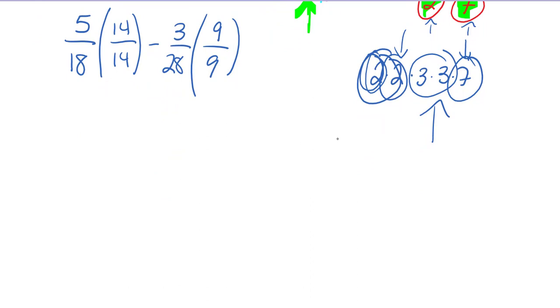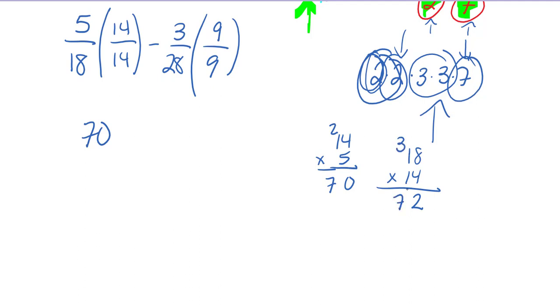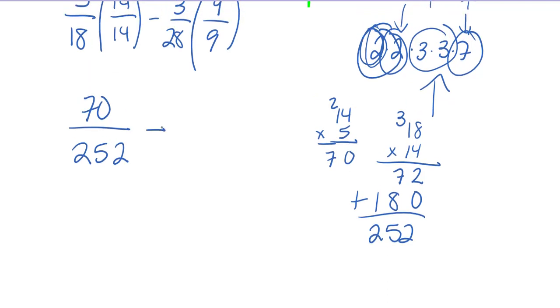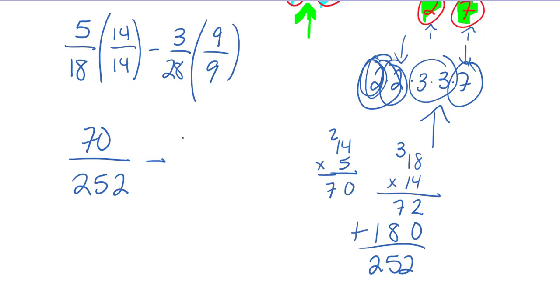So 14 times 5: 4 times 5 is 20, 5 and then 7, so we get 70. And what's then our denominator? 18 times 14 gives 252. Minus then 3 times 9, so that's 27 over 252.